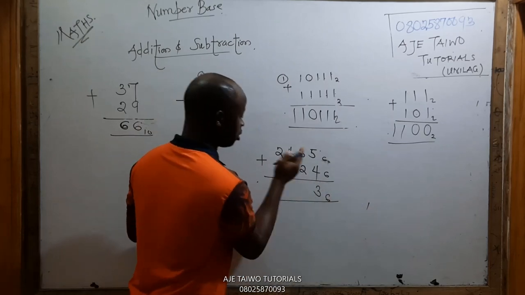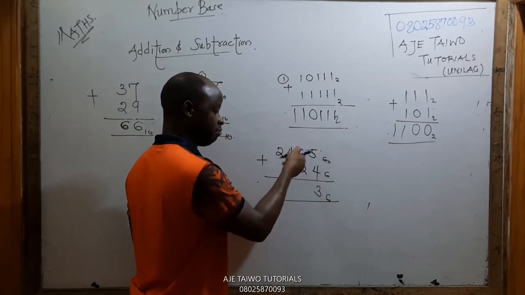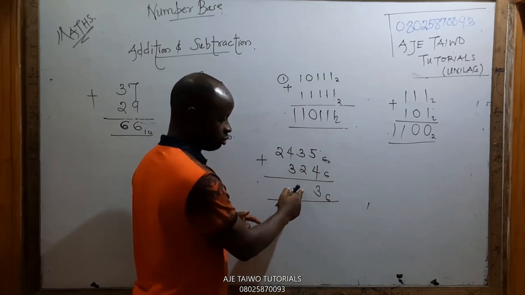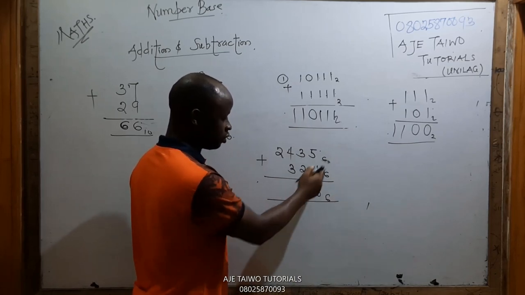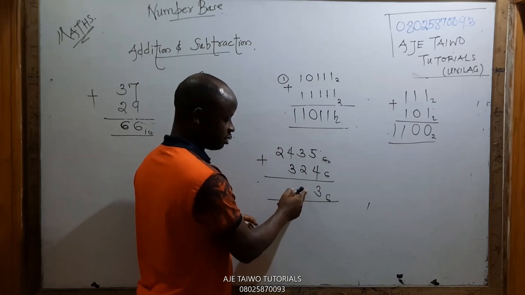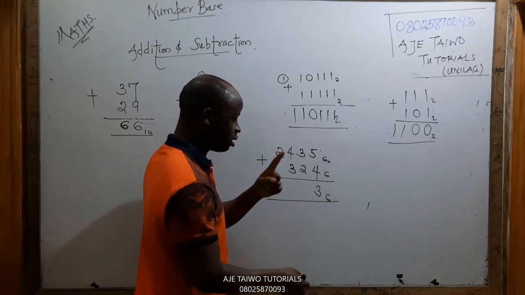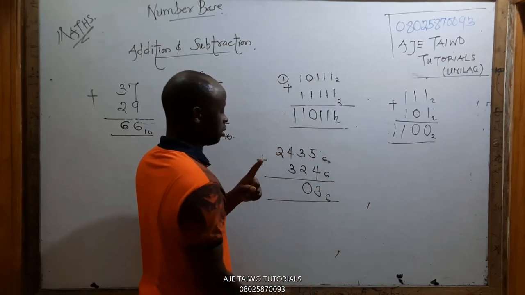Let's go. 1. 3 plus 2, 5. Plus 1, 6. You can't put 6 down. No number should be up to 6. So you have to say 6 in 6. 1. Remainder 0. You carry 1.